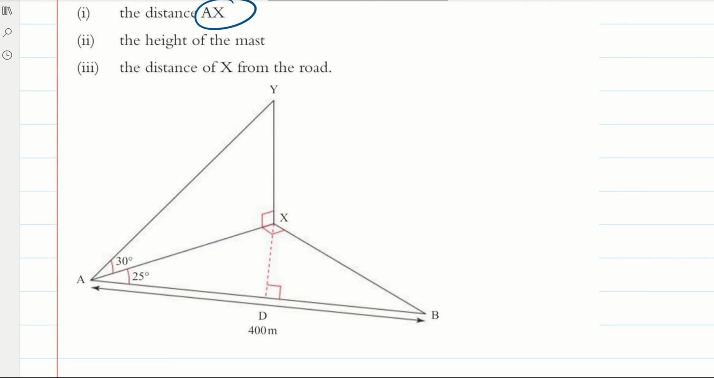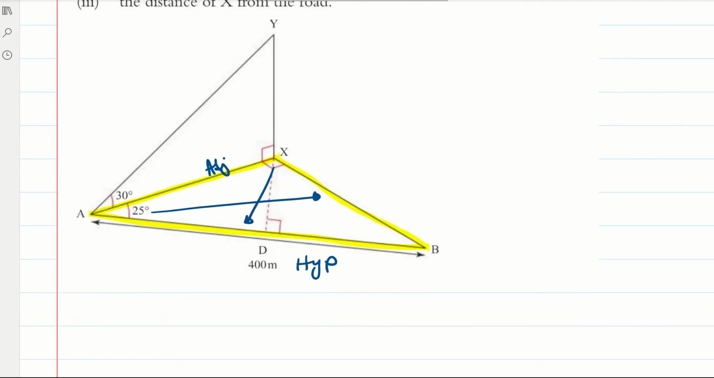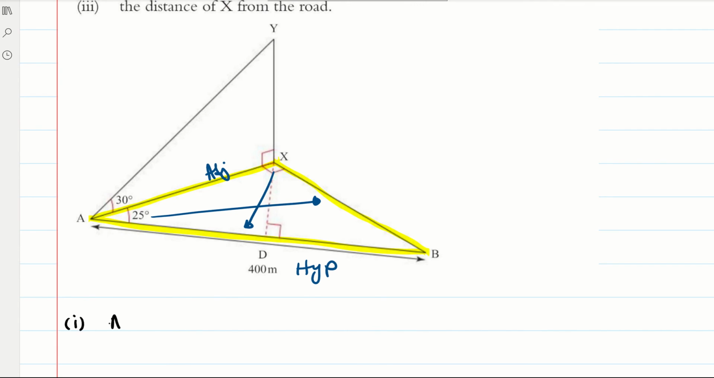And this is a right-angled triangle. So AXB is a right-angled triangle, which means this is the opposite, this is the hypotenuse, because it's opposite the right angle, and this is the adjacent. I want to find the adjacent, and I have the hypotenuse, which means to find AX, I am going to use cos.